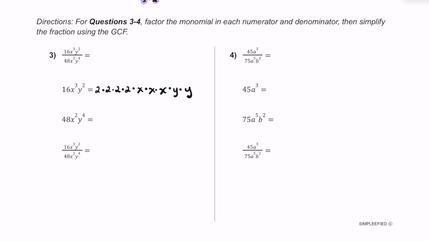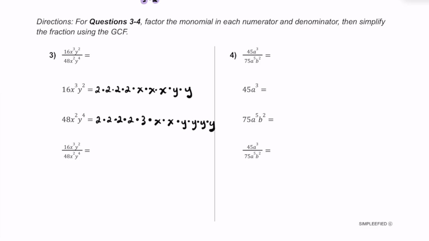And then for the denominator, I know 48 is going to break into 2 times 2 times 2 times 2, times 3. There's going to be 4 2's, that's 16. 16 times 3 is 48. The x squared will break into x times x, and the y to the 4th will break into y times y times y times y.